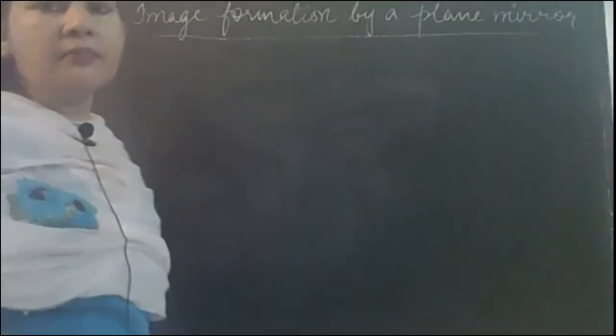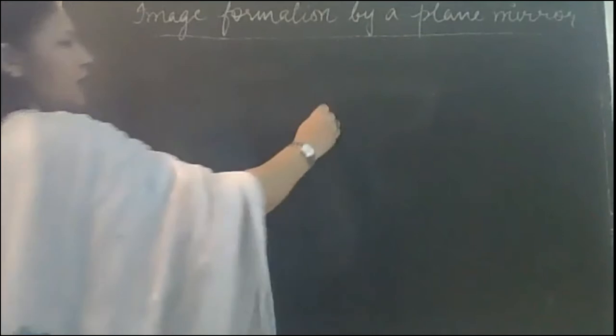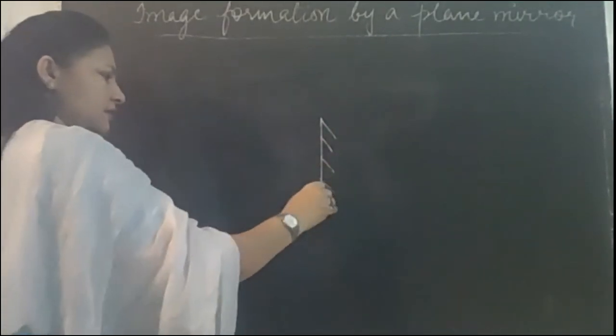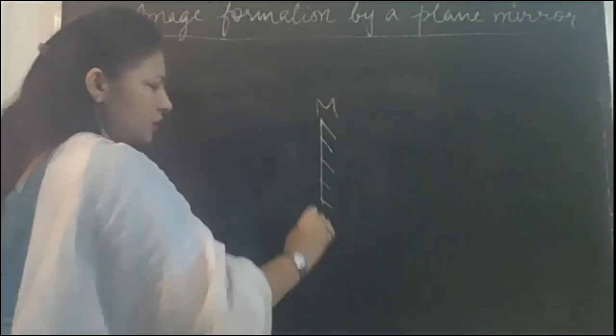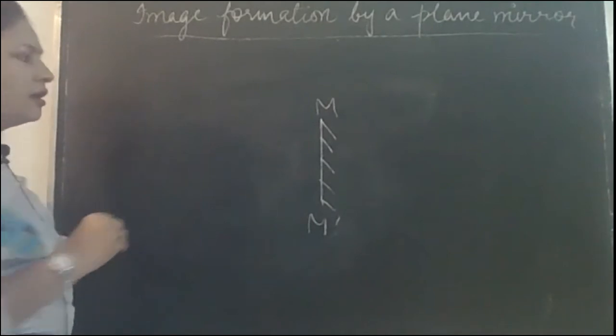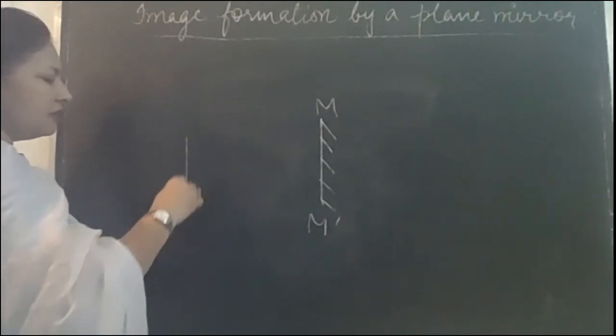Image formation by a plane mirror. So let us take a plane mirror now. Let us keep it like this. A mirror MM dash. This is a plane mirror MM dash. All right.